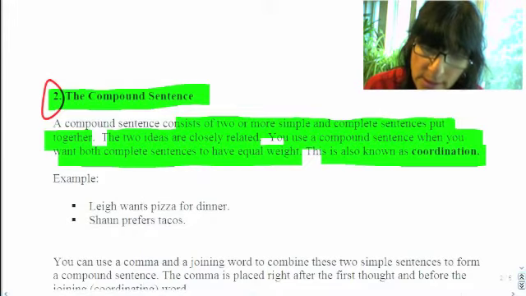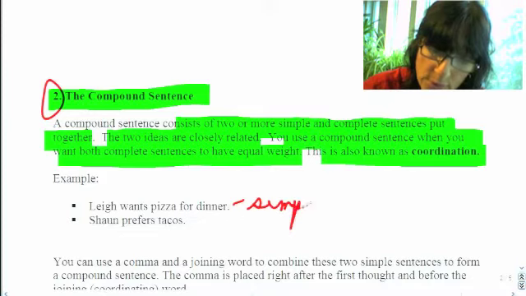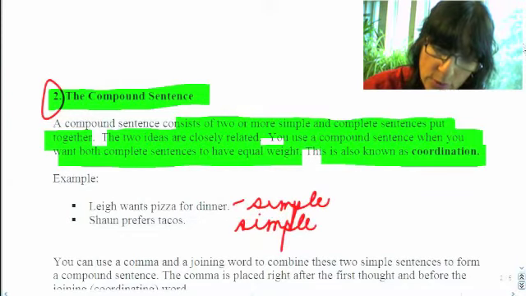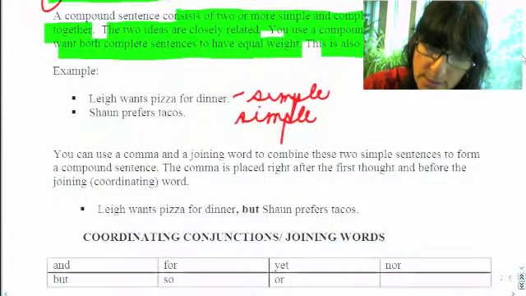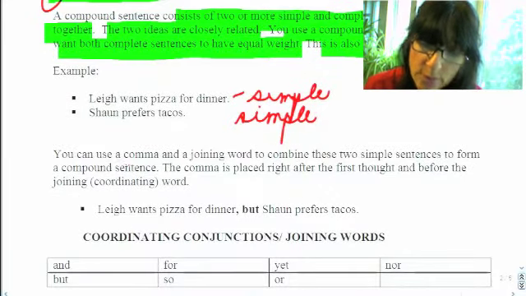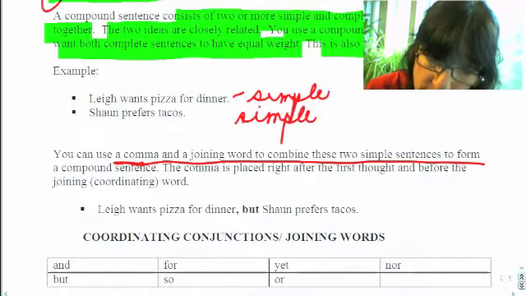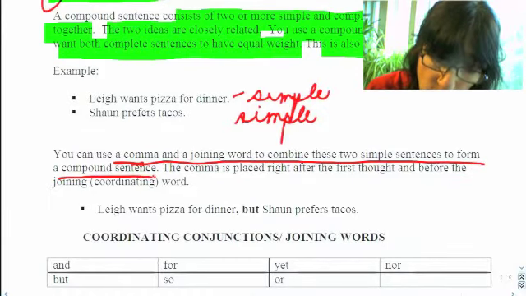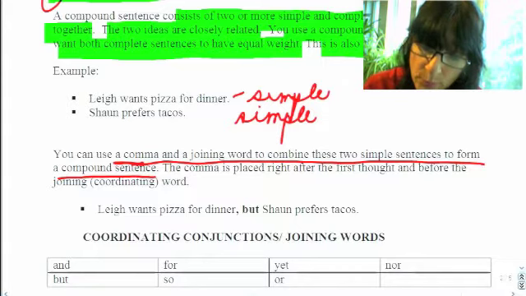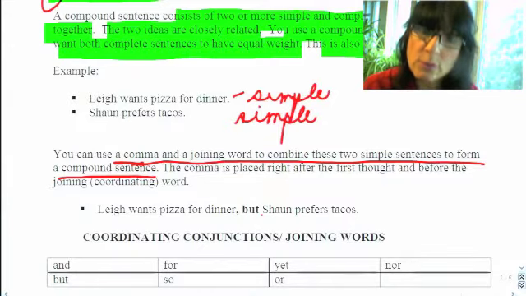Example, Lee wants pizza for dinner. It's a simple sentence. Sean prefers tacos. So they're both simple sentences. So in order to turn them into a compound sentence, here's what you would do. You can use a comma and a joining word to combine these two simple sentences, and you'd form a compound sentence. And what you do is you put the comma after the first thought, then you put the joining word, and there's your compound sentence.